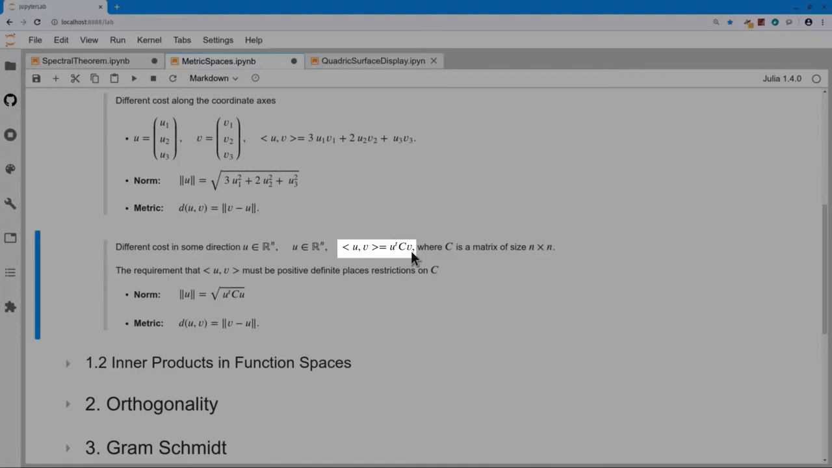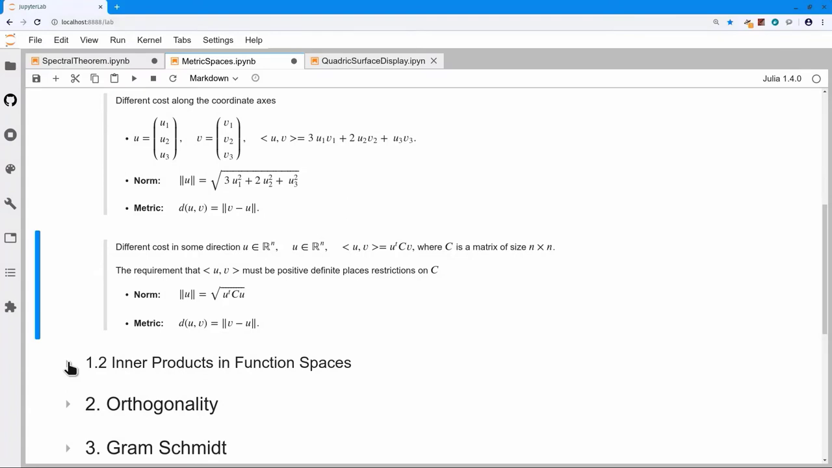And of course, since we want this inner product to have the required properties so that we can define a metric, that matrix C has to be restricted. We will see later that this restriction is called positive definite, that the matrix itself has to be positive definite. But for right now, just be aware that there is a restriction. So the norm that we get, the length of the inner product of u with itself, is just u transpose C u. And the metric, again, is the norm, but now the norm is this more general inner product than before.